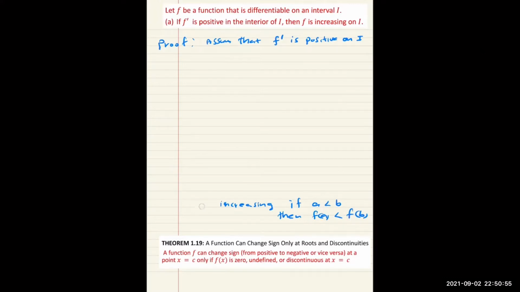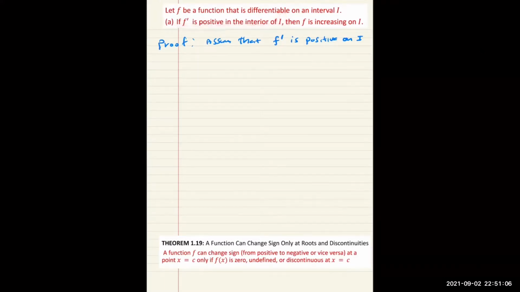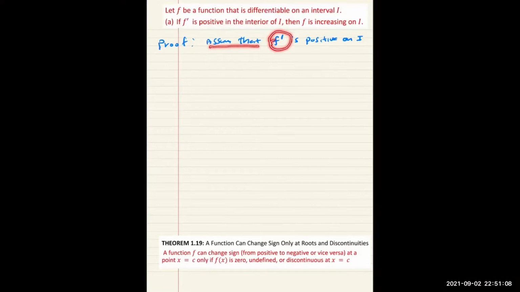I'm going to get rid of this. Okay, so let's prove this one. Here is my hypothesis: f prime is positive in the interior of I. So I will assume that f prime is positive on I, in the interior of I.